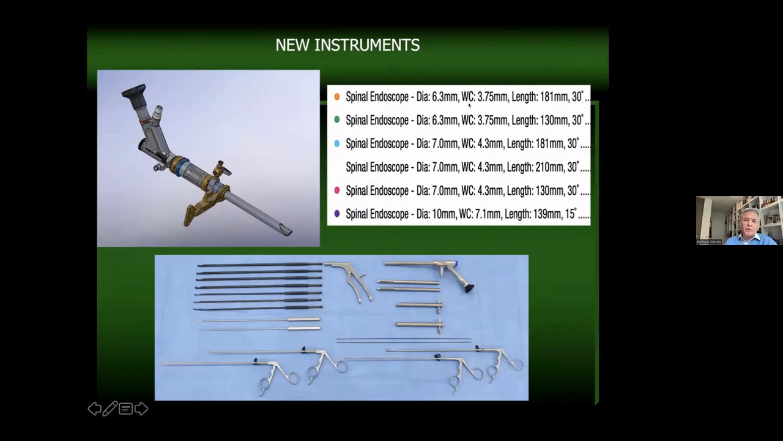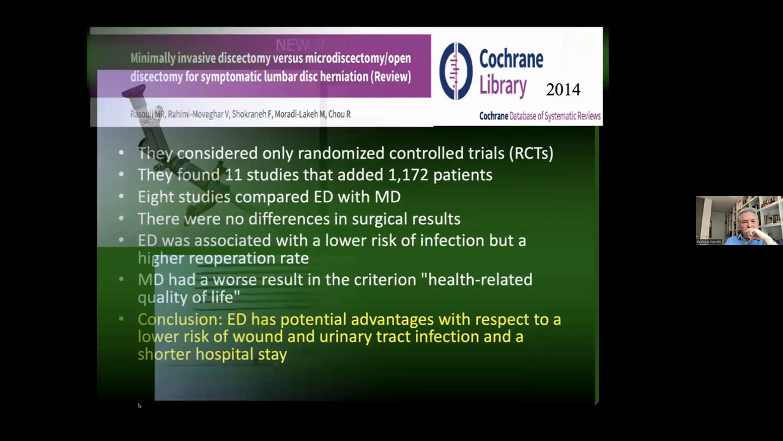endoscopes with a working channel from 3.75 millimeter. Until now we have one with a working channel of 7.1 millimeter. That is very good because you have the possibility to introduce all the instruments that you need to do a very good microdiscectomy and also other procedures.